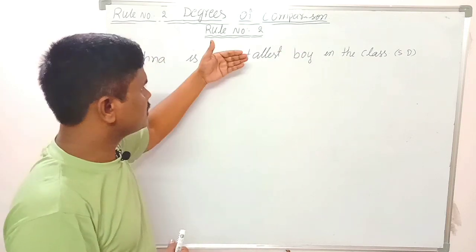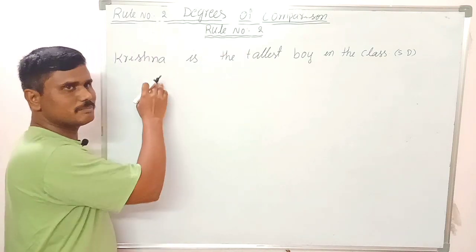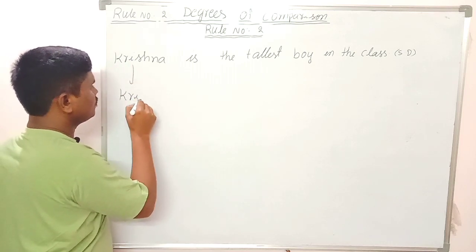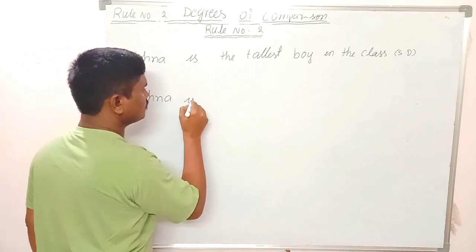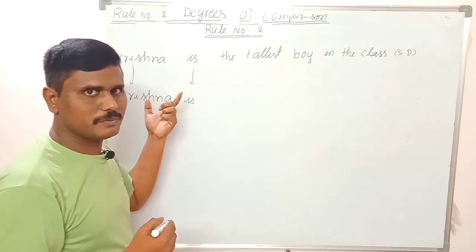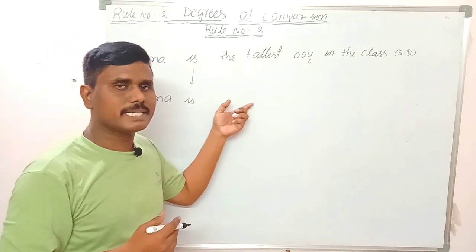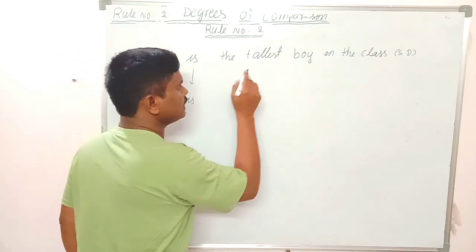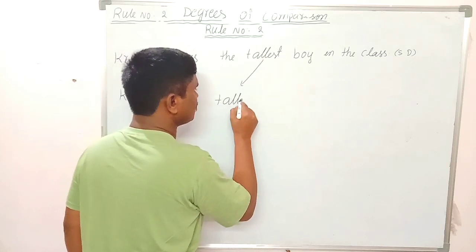Now let us change this sentence into a comparative degree sentence. While changing it into a comparative degree sentence, the subject, no change, Krishna. The verb, no change. If you want to follow, you can follow the lines. It will be very easy. Subject, verb. Now we are writing a comparative degree sentence. A comparative degree sentence means the second form of the adjective. That is tallest. The second form is taller.